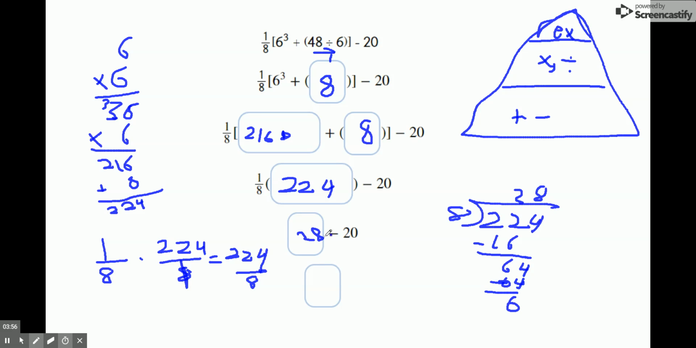So it'll be 28. Equals 0. 28 minus 20, I can do that in my head. That is 8. And so when we evaluate this expression, it ends up evaluating to 8. So that's how you can use the order of operations, or this hierarchy of operations, to evaluate expressions.